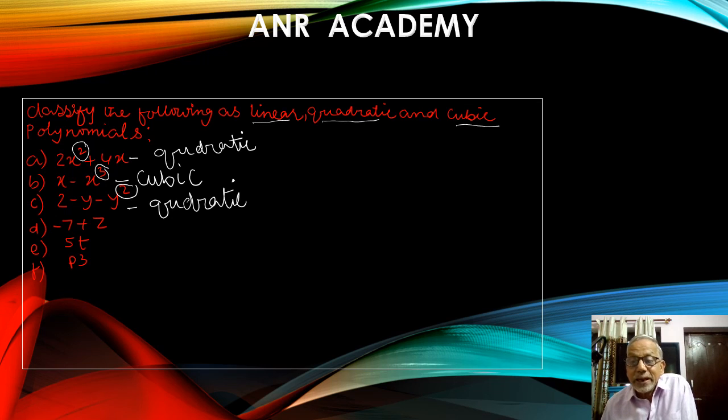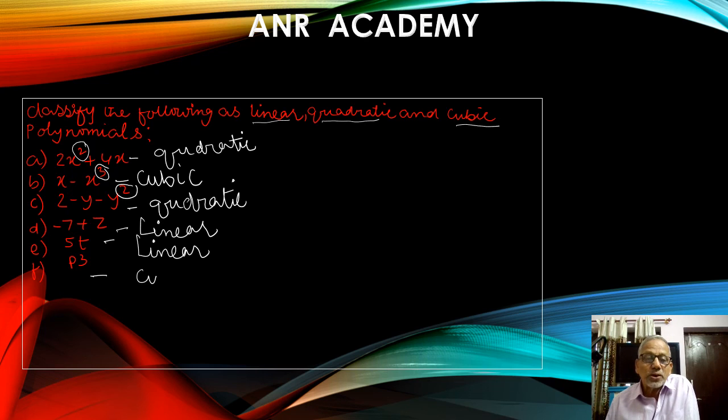Next one, minus 7 plus z. What is the degree? 1. Because its degree is 1, it is linear. Next, 5t. What is the degree of t? 1. So this is linear. p cube. p cube means degree is 3. So this is cubic.